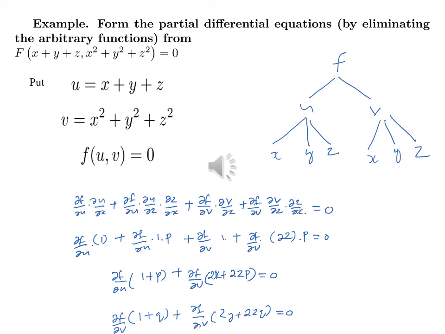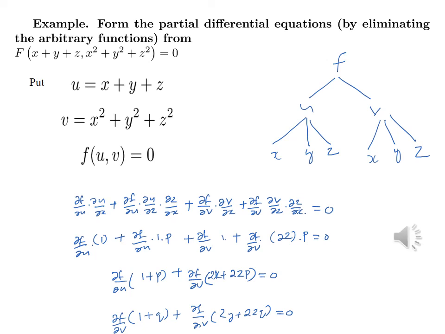The question is f of (x plus y plus z, x square plus y square plus z square) equal to 0. So here we put u equal to x plus y plus z and v equal to x square plus y square plus z square. Therefore the function becomes f of (u, v) equal to 0. Now you try to draw this diagram. This diagram gives all the partial derivatives connecting u, v, x, y, z and f.